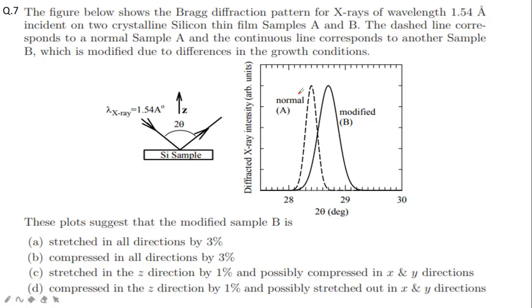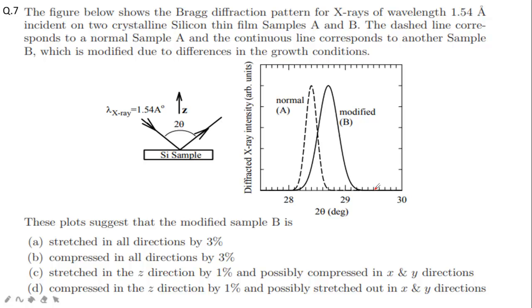There are two sharp peaks we are getting with the X-ray diffraction experiment, the Bragg diffraction pattern, and we are getting this type of pattern. So it is saying that there was a normal sample A and there is another sample B which is modified from A. There is a modified peak. Now what have we done with this sample that we are getting this modified spectra, this one, B1?